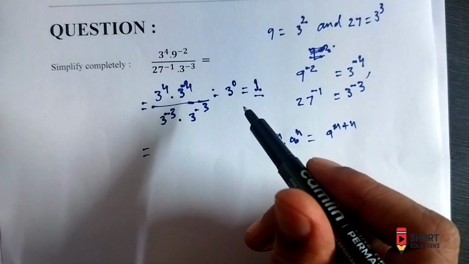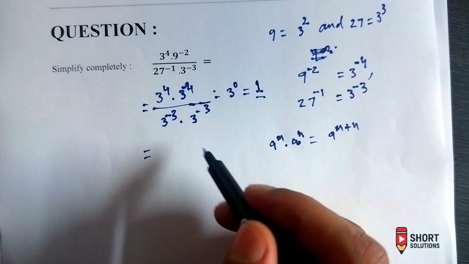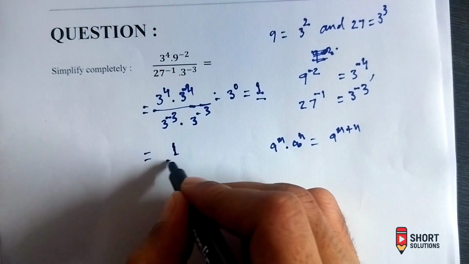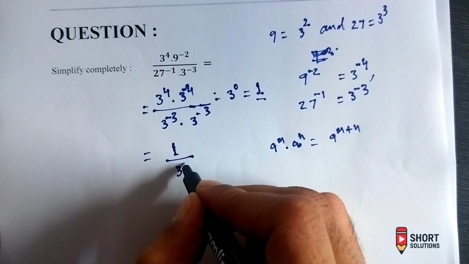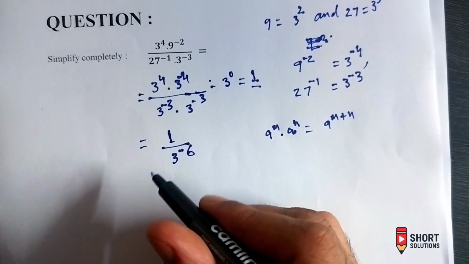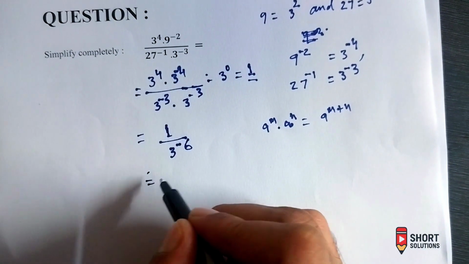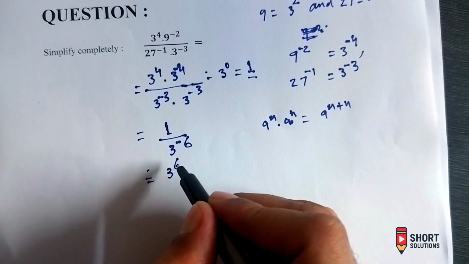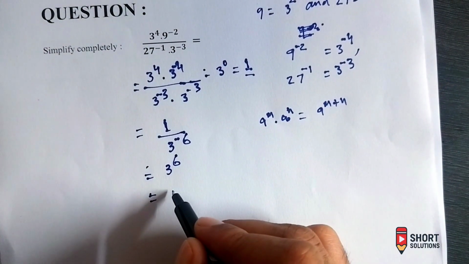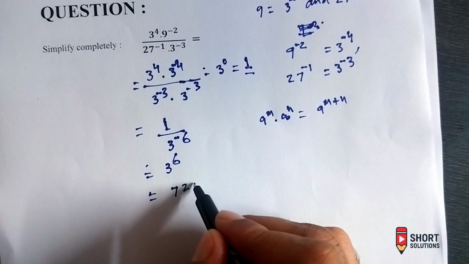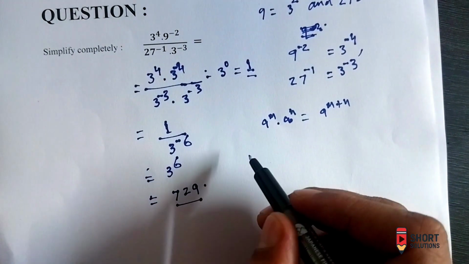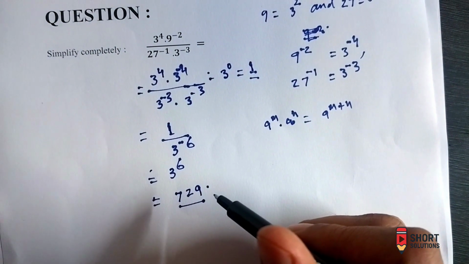Negative exponent is the same as flipping the base. So we find 1 divided by 3 power minus 6. So it becomes 3 power 6, and 3 power 6 evaluates to 729. The final answer is 729. I hope this is very clear to everyone.